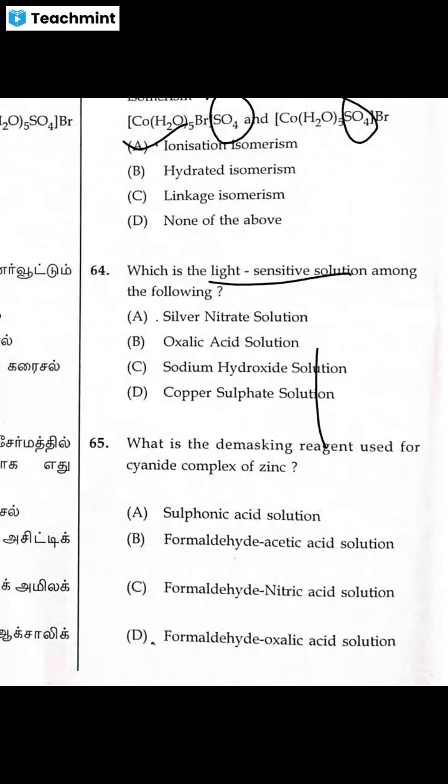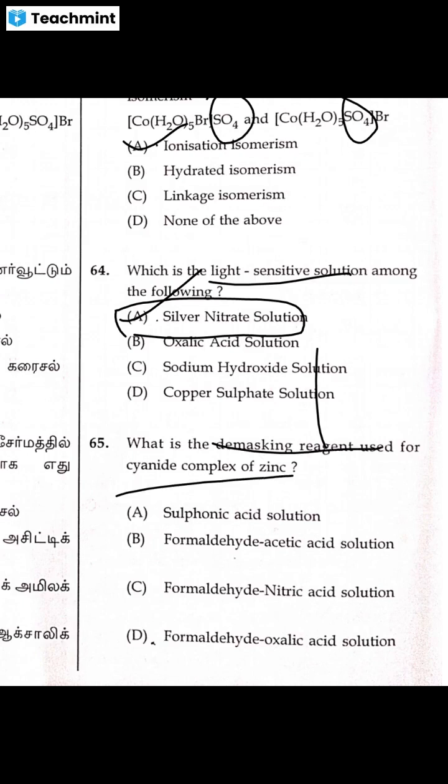Light sensitive, because the silver nitrate is kept in a brown bottle because it is light sensitive. So since it is light sensitive, it converts to silver. So what would they have given us? That is a light sensitive solution. And this is the demasking reagent for the cyanide complex. Demasking, that is the answer. Formaldehyde acetic acid solution is used as a demasking agent.